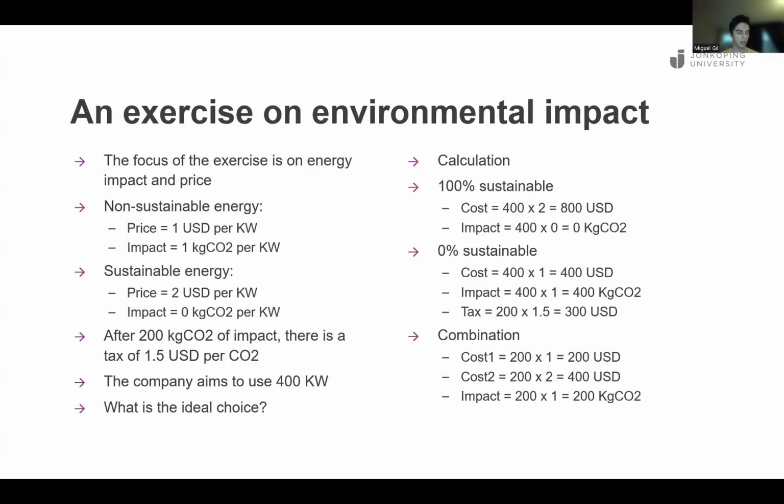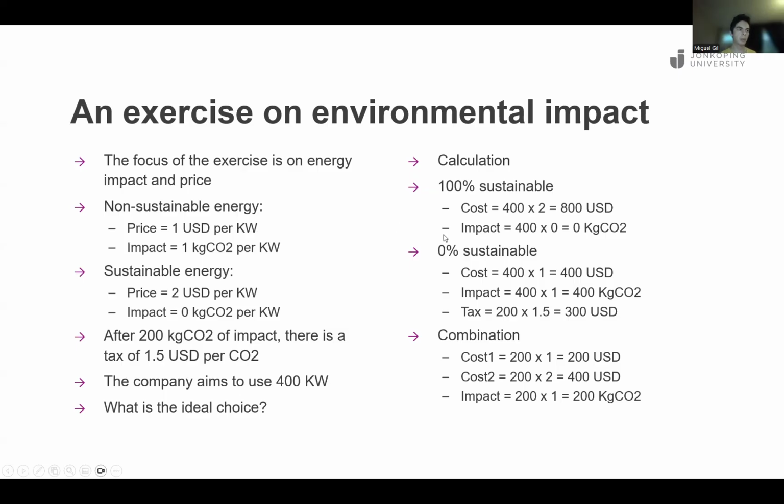Then something also interesting, and also very real: after a certain threshold, if you impact more than something, then you need to pay taxes for that impact. This is the rule. After 200 kilograms of CO2, there is a tax of $1.5 for every kilogram of CO2. And finally, the last assumption is that the company aims to use 400 kilowatts. So what is the ideal choice?